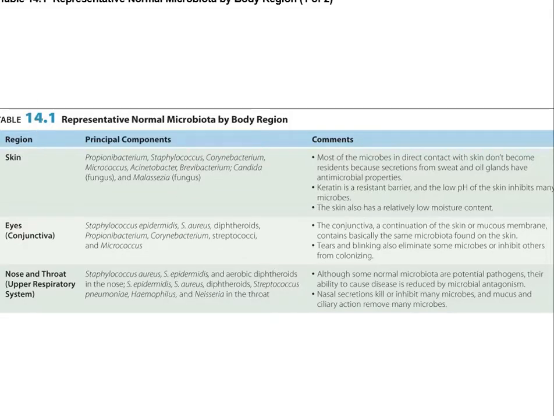So, for example, if we think about the skin, remember that in the skin, these are the principal microbes that we find in the skin. Propionibacterium can cause acne, but it can be just part of your microbiota and not cause any acne. You also have other bacteria like Staphylococcus, Corynebacterium, Micrococcus. Candida is also present in the skin, which is a fungus.